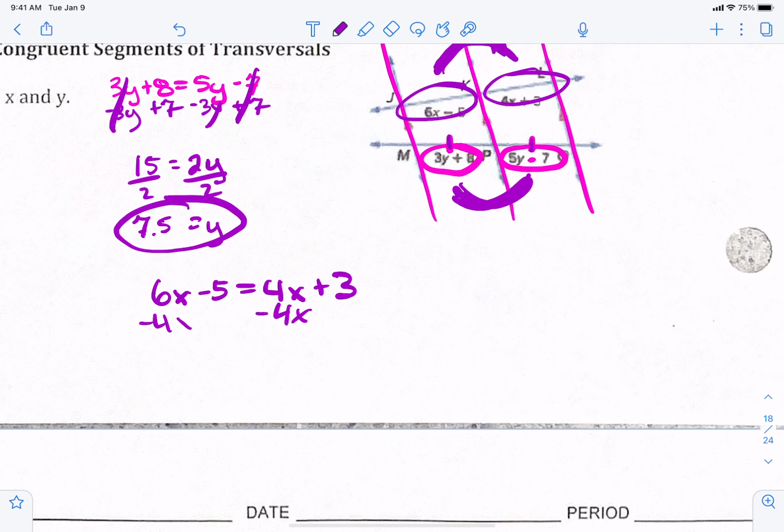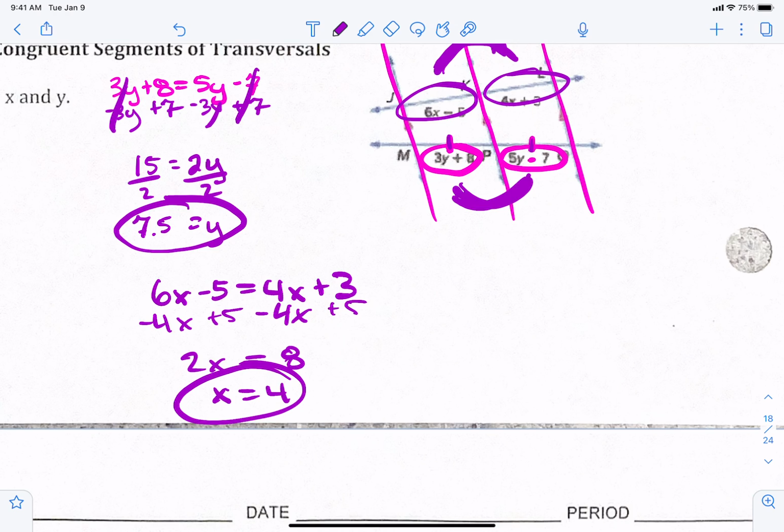Minus 4x, plus the 5, 2x equals 8. X is 4. Beautiful. So, parallel lines make things a lot easier because you can just do straight proportions and it's easy. This should be kind of an easy section.